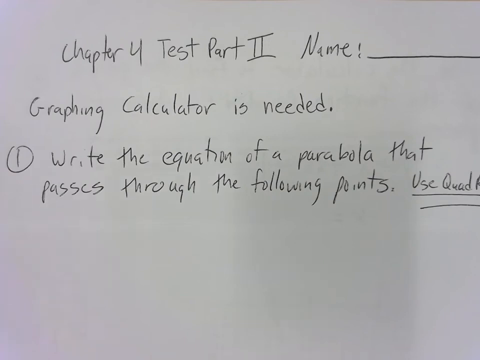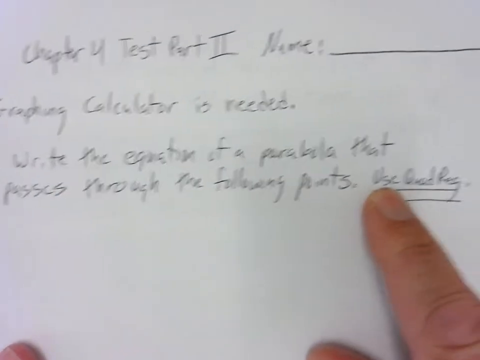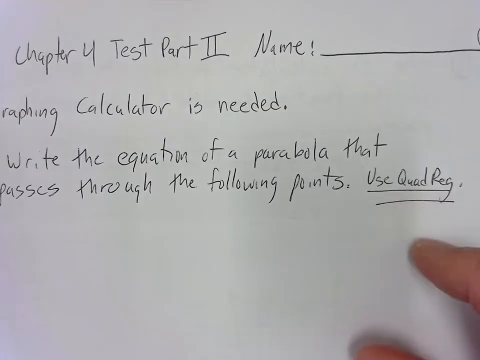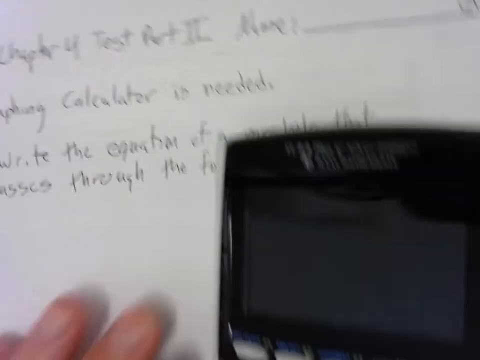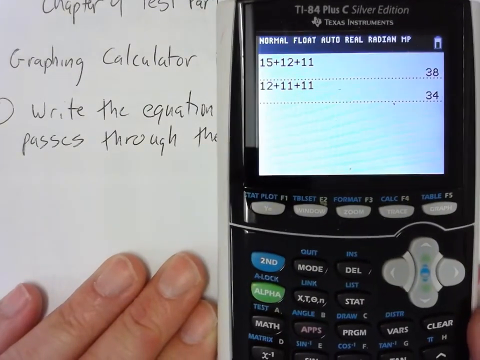Here's a preview of the second part of the Chapter 4 test. The first question is, write the equation of a parabola that passes through the following points. Use the quadratic regression. To remind you what to do with that, I'll go through the sequence of points for you.